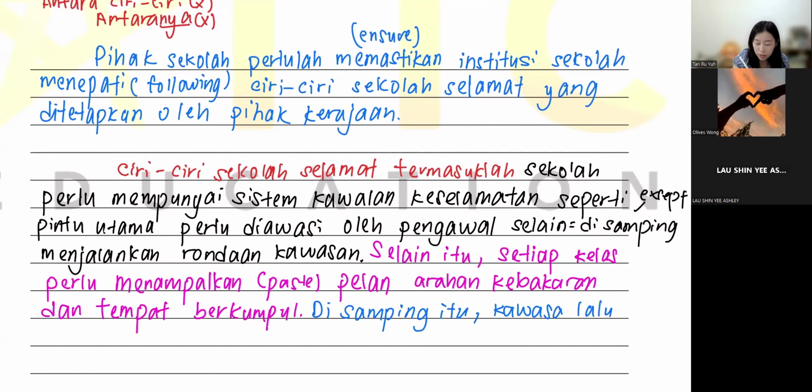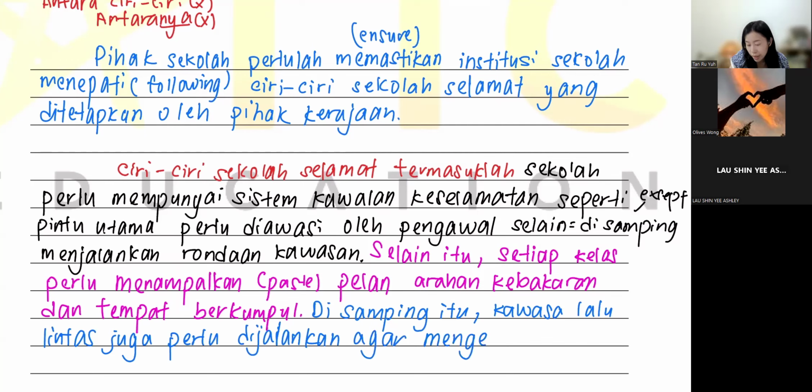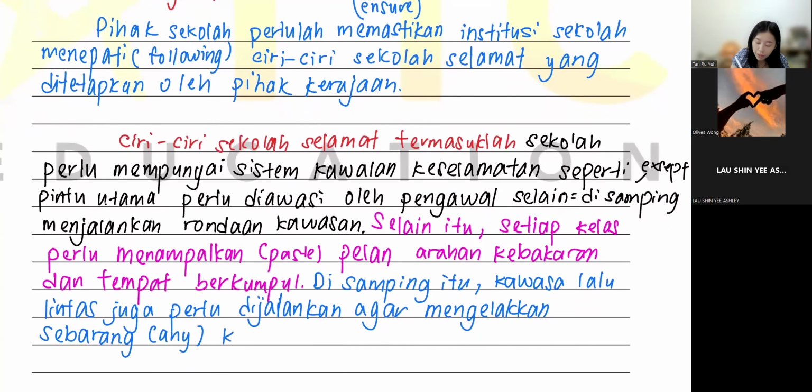Kawasan lalu lintas juga perlu dijalankan, going through, so that we can avoid, agar dapat mengelakkan, avoid, mengelakkan sebarang, means any, kemalangan jalan raya berlaku. Car accidents, all these happen, to avoid any berlaku.